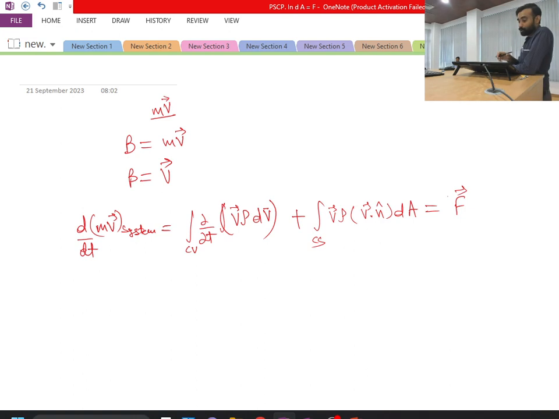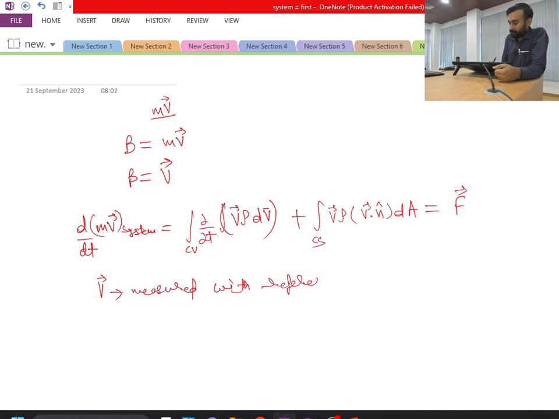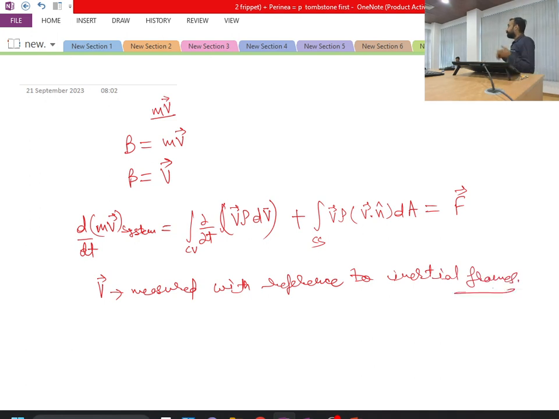Okay, now when we are talking about this equation, there are a few things which we need to understand. The very first thing is, whenever we are talking about the vector v, v vector is actually measured with reference to an inertial frame of reference. Because if I consider a non-inertial frame of reference, then my fundamental law will be changing. Then it will not be only F equal to ma, but it will have some other component as well.